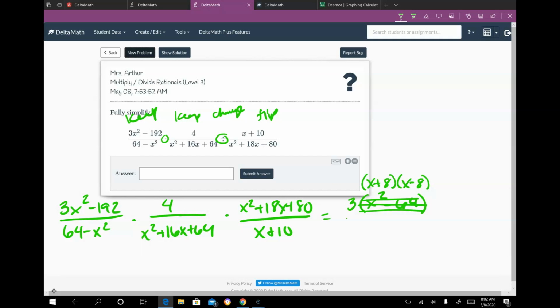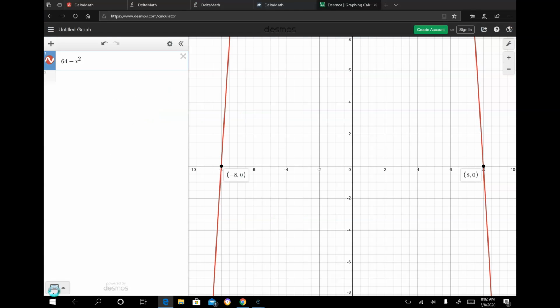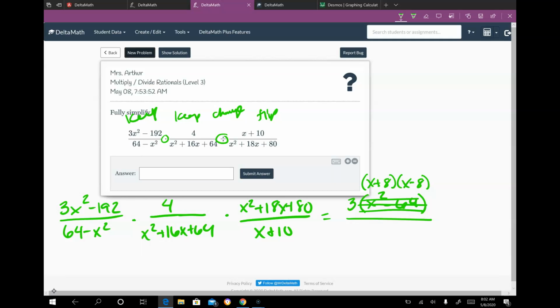Okay? The bottom one's written differently. If it's ever written differently, go to Desmos. Okay, I've typed in 64 minus x squared. Is it factorable? It is, because look, there's a negative 8 and a positive 8. So you can factor that. And even though it's written backwards, it's still x plus 8, x minus 8, okay?